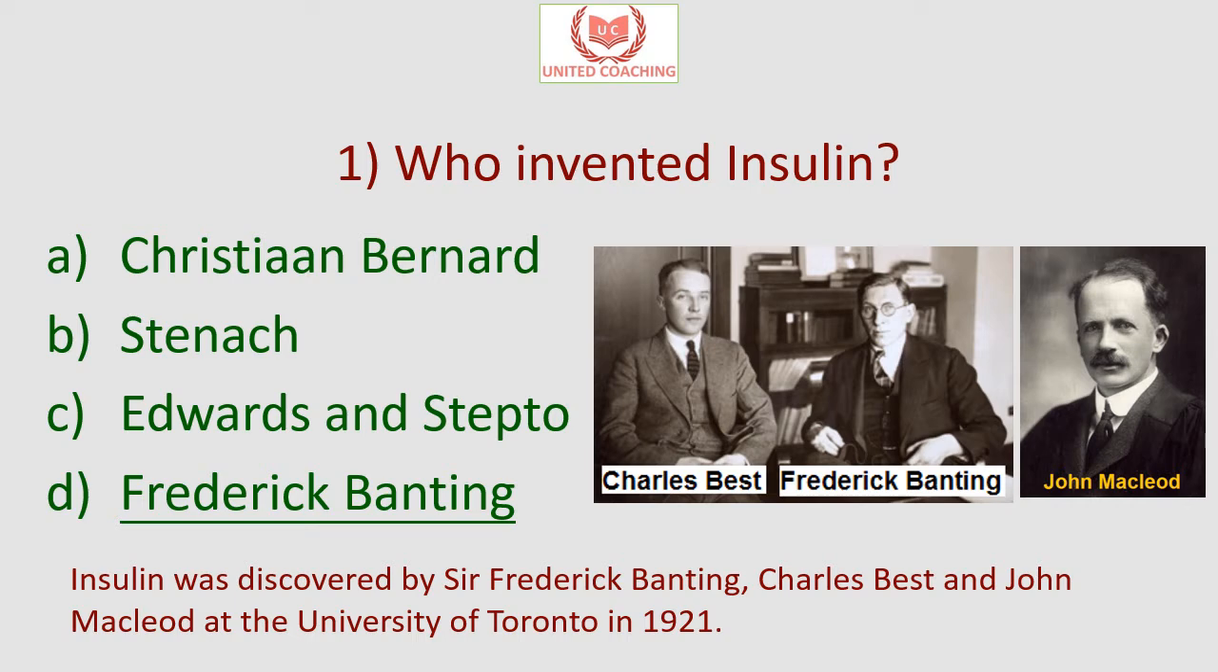Insulin was discovered by Sir Frederick Banting, Charles Best and John MacLeod at the University of Toronto in 1921. Sir Frederick Banting and John MacLeod received the Nobel Prize in Medicine in 1923 for the discovery of insulin. It was an exceptional discovery for people with type 1 diabetes, because earlier they were not able to live more than a year or two because their pancreas didn't produce insulin. So the answer to this question is Sir Frederick Banting.